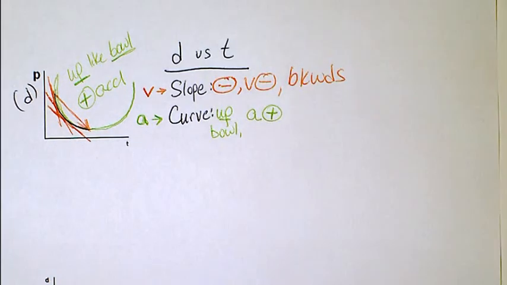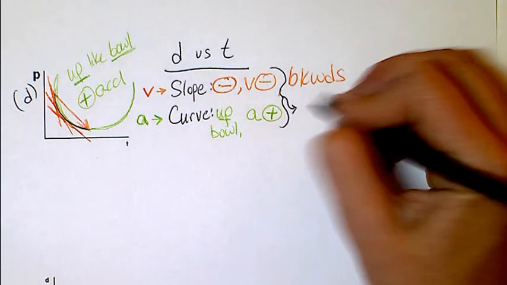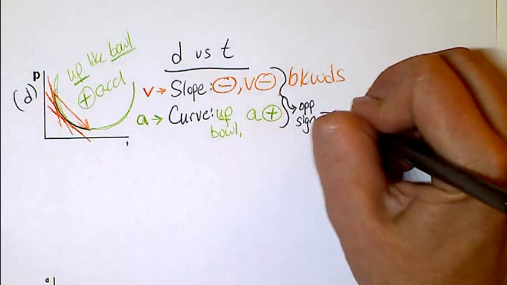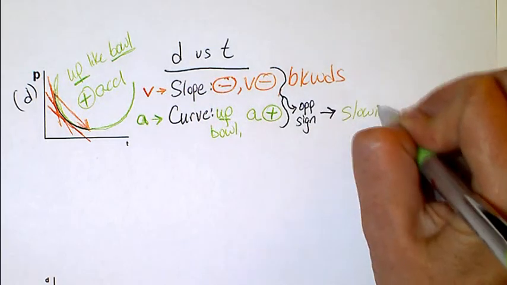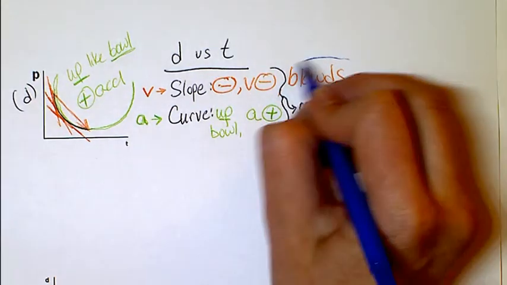And then I look at these two together, and because I have opposite signs, one of them is positive, one is negative, that means that it is slowing down. So this object is moving backwards and slowing down.